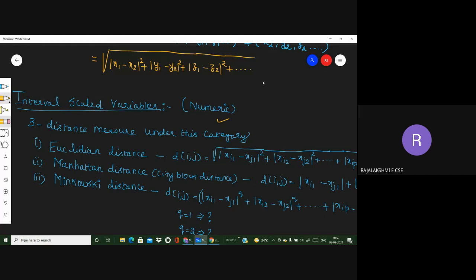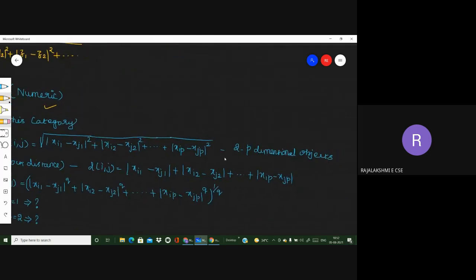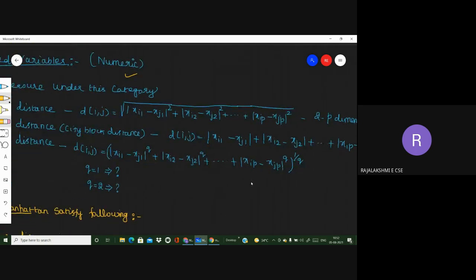In case of Euclidean distance, it is the normal formula: (xi1 minus xj1) the whole square, plus (xi2 minus xj2) the whole square, and so on. The same formula we are applying. But in case of the Manhattan distance, the root and the square cancel each other. Now we are just using xi1 minus xj1, plus xi2 minus xj2, plus and so on up to xip minus xjp. In this manner, we are just using the absolute differences.